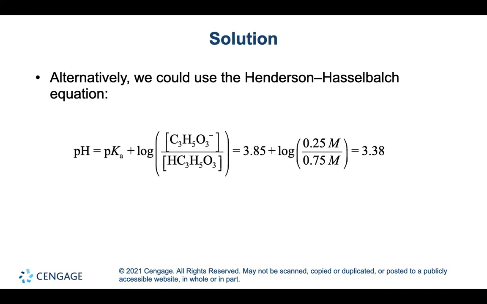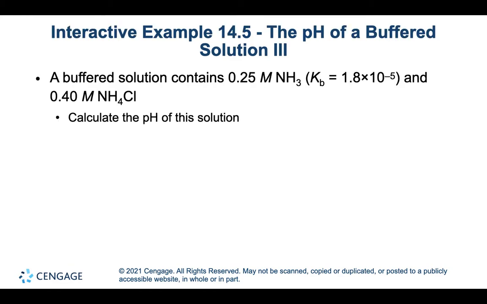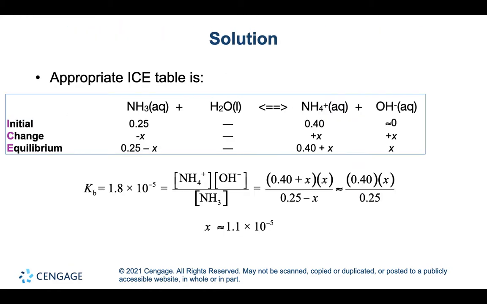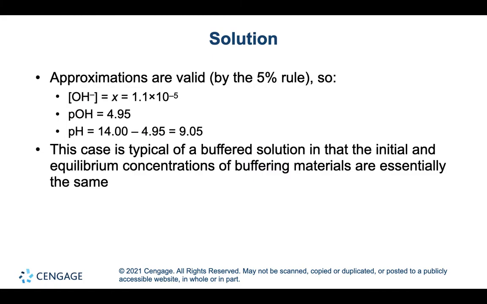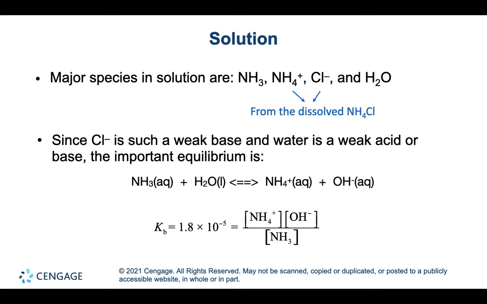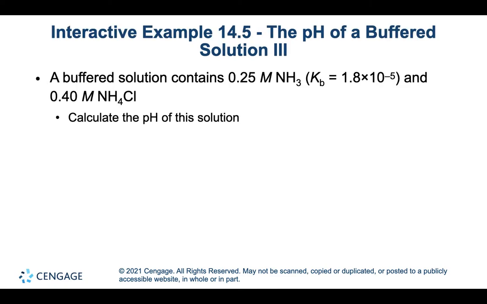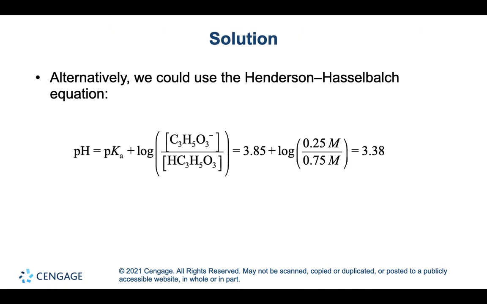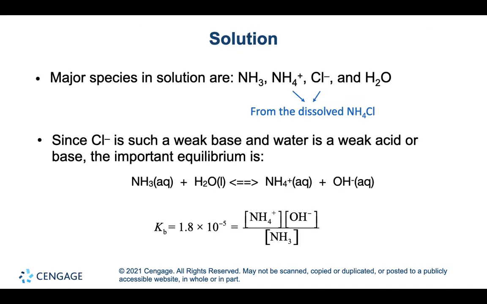So what you could do here is solve for the negative log of 5.6 times 10 to the minus 10 plus the log of 0.25 over 0.4. And in that case, you would still get this 9.05 number that you got by analyzing it with an ICE table. So the ICE table works. If you like ICE tables, you're comfortable with ICE tables, fine. However, if it's a true buffer, meaning a good, strong mixture of a weak acid and its conjugate base, you can also use this Henderson-Hasselbalch equation to get the pH.